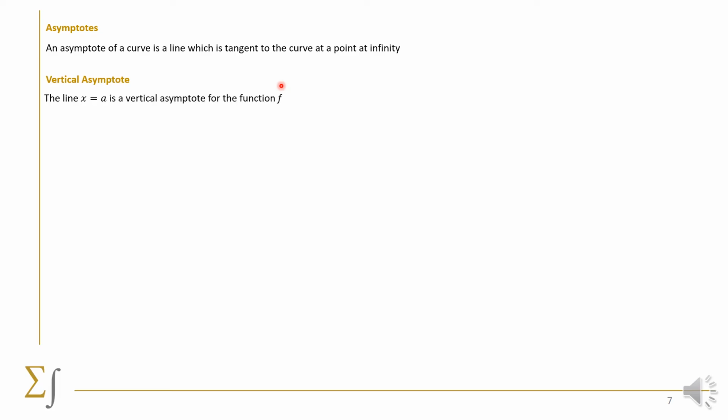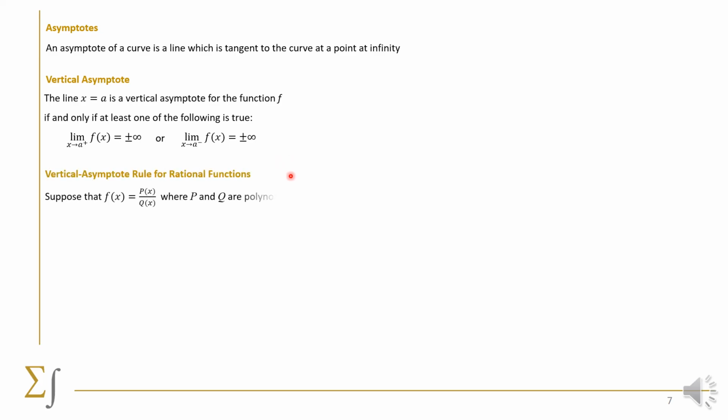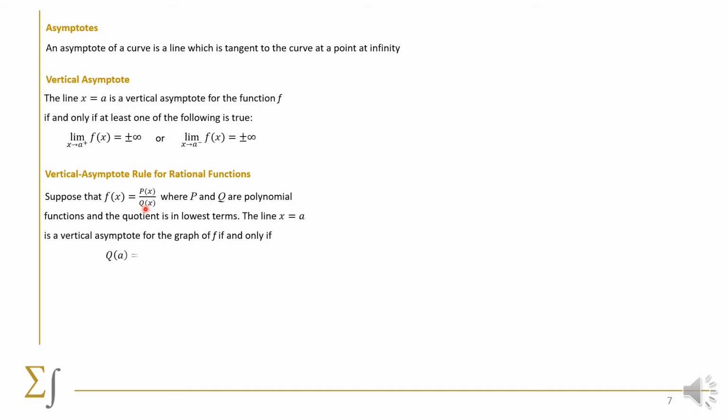A vertical asymptote: the line x equals a, we call it a vertical asymptote of a function f if and only if it satisfies either the limit of f of x as x approaches a from the right is equal to plus or minus infinity, or the limit of f of x as x approaches a from the left is equal to plus or minus infinity. If we have a rational function where we write f as a polynomial over a polynomial, the line x equals a is called a vertical asymptote if and only if a is a zero of the denominator and p of a is not zero.